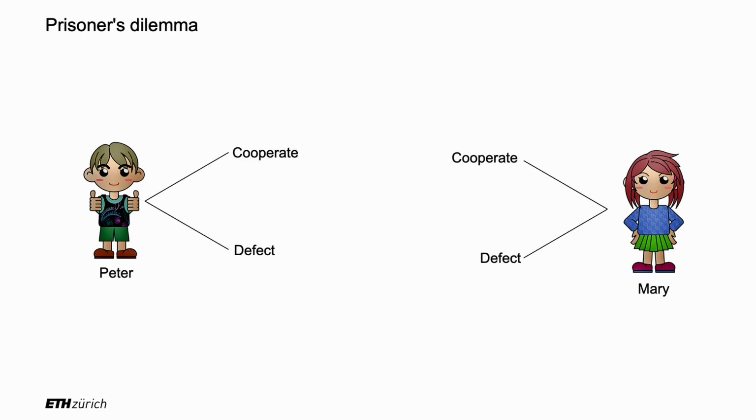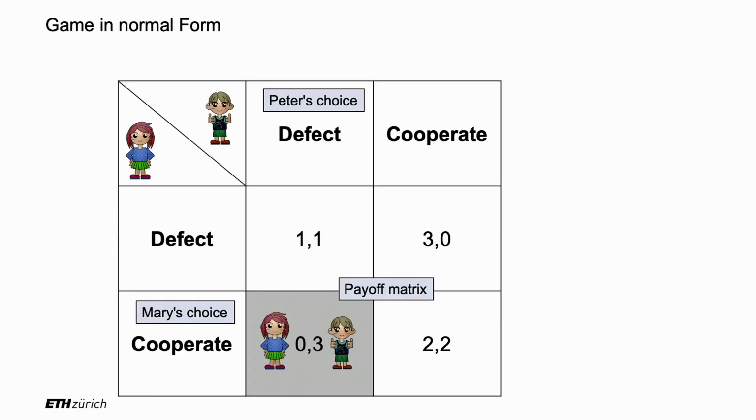Of course, that in itself is not enough to specify a game. In order to specify a game, I can do it in this way. This is one of the two main ways of modeling a game, and I'll show the other one a bit later. This is called a game in normal form. Why? Because we have a matrix. We have Mary's choice, defect or cooperate, and then we have Peter's choice, defect or cooperate.